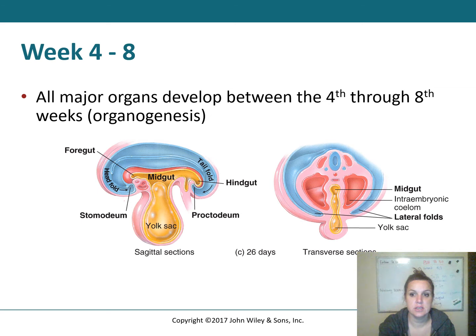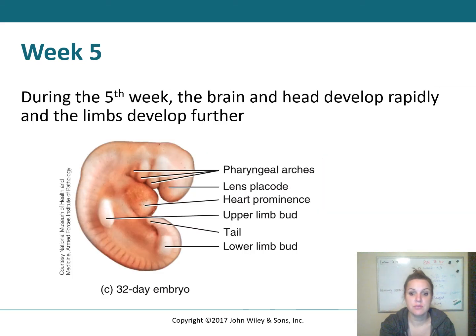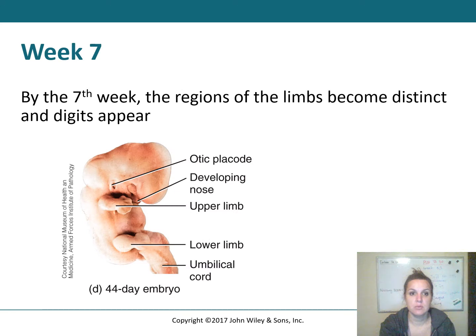You can see here a little bit more of the organogenesis process. And it continues with more and more changes going on from week 4 to 8. By week 5, you start to see rapid development of the brain and the head. And this is where you're going to see limbs starting to grow as well. At week 7, it's still called an embryo, but the regions of the limbs are becoming distinct, and digits, or fingers and toes, are starting to show.